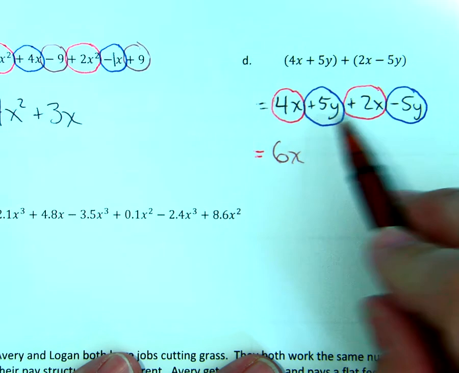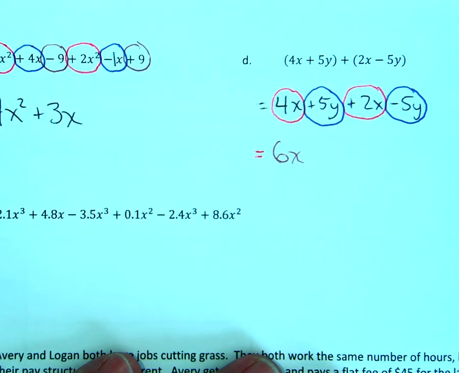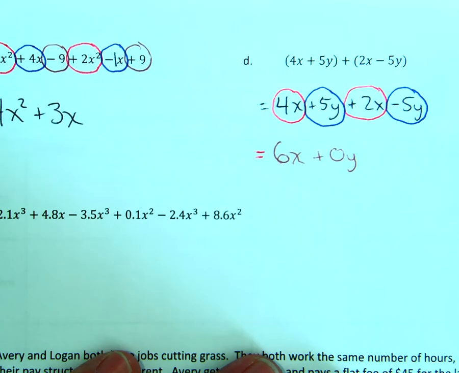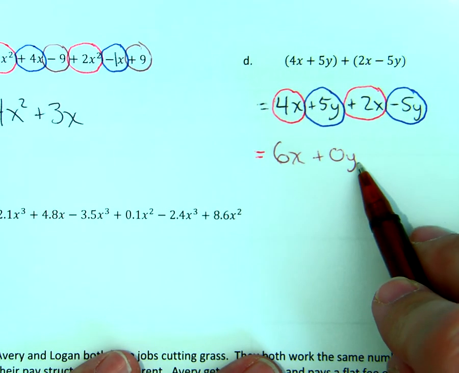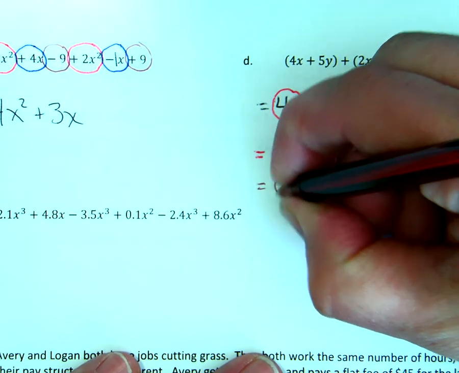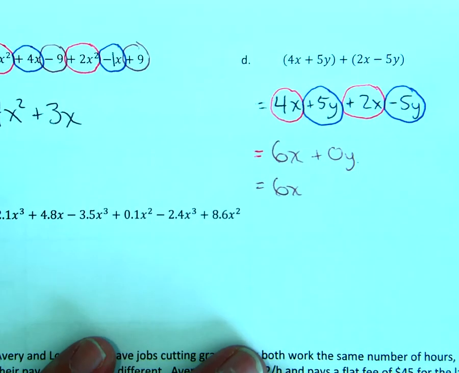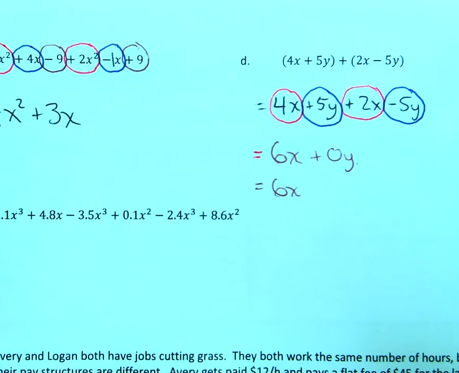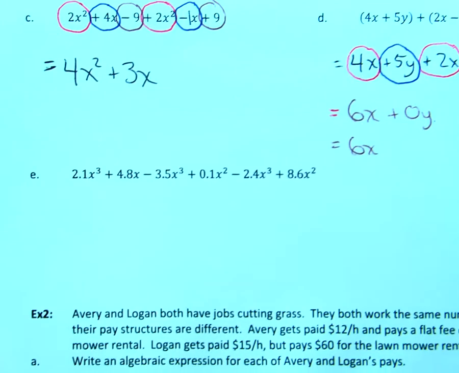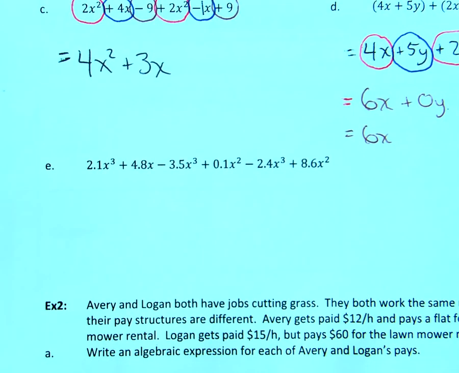5y minus 5y, so positive 5 minus 5, I have 0 y's left, plus 0y. I don't have to write the 0y because 0 times y is 0, and 6x plus 0 is just 6x, so my answer here is just 6x. Okay, so pause it if you need to, rewind it. Let's go to the next one, it gets a little trickier. So for E, you should take a second to write this down. If you're not writing down the question, you should be.